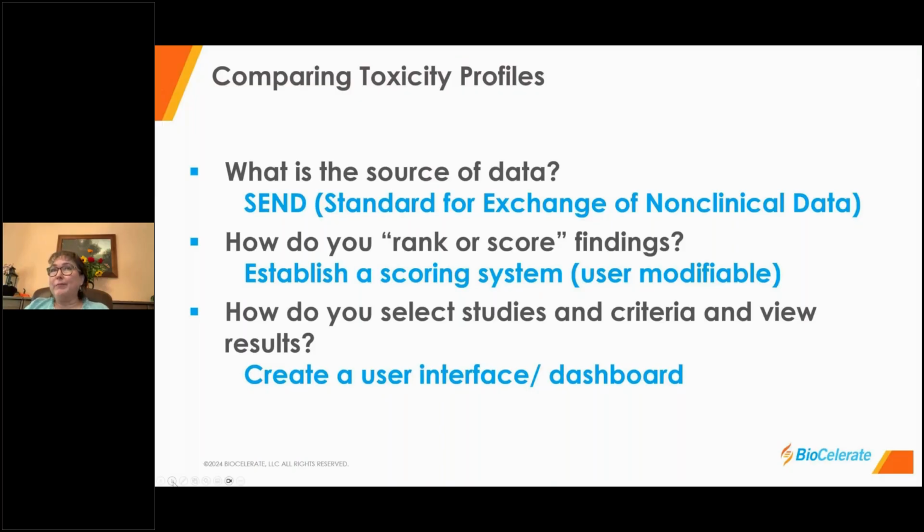The next question is, well, how do you rank or score your findings across the study? How do you compare a liver toxicity in a rat to liver toxicity in another rat or another dog, or whatever you're comparing? So the answer here is you need to establish a scoring system. And importantly, you need to establish a scoring system that is user modifiable. So the user has the experience. The user should be able to input this information. And then finally, how do you select the studies and the criteria and view the results? So from a practical standpoint, what do you see as the user? Well, we needed to think of a way to create a user interface or a dashboard. Next slide, please.